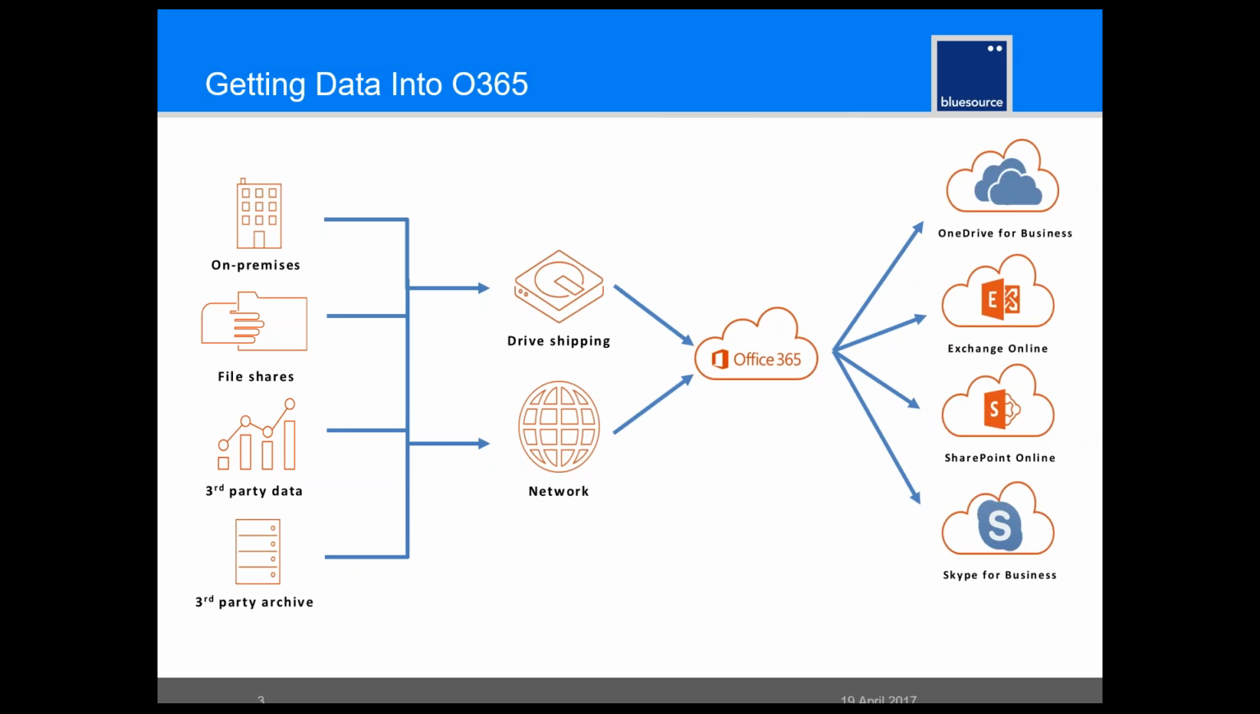The other option is drive shipping, and this is great if you have lots of data and there are bandwidth concerns, and what you can do is ship the data on encrypted hard drives to Microsoft, and it will be ingested into Office 365 for you. And as you can see, there are multiple targets depending on what kind of data we're talking about, whether it's OneDrive for Business, Exchange Online, SharePoint Online, and then of course migrating data to Skype for Business as well.